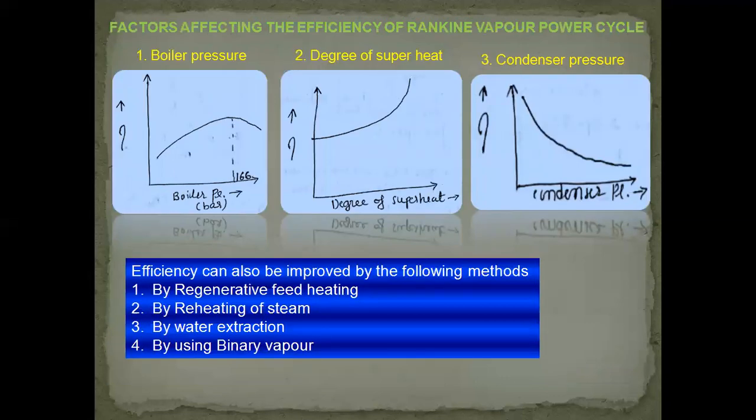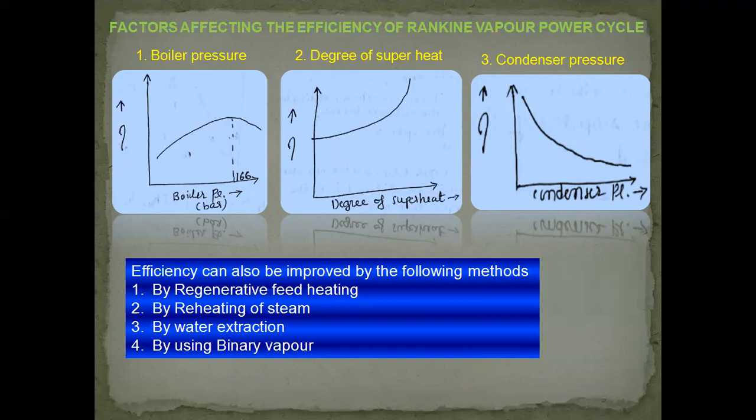Now let us discuss the factors affecting the efficiency of the Rankine vapor power cycle. There are three factors which affect the efficiency. First one is boiler pressure. As seen from the diagram, the efficiency of the Rankine cycle increases with the boiler pressure, reaches a maximum value at 166 bar, and with further increase in pressure, there is a drop in efficiency.